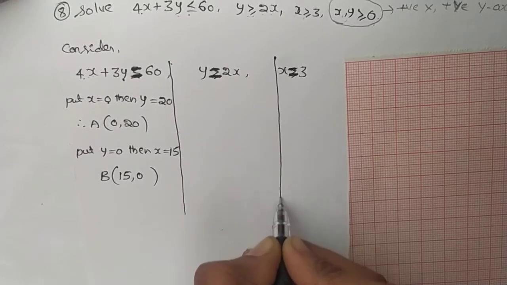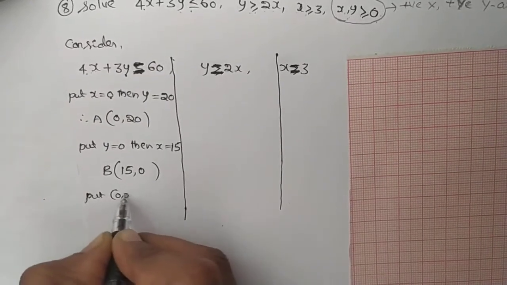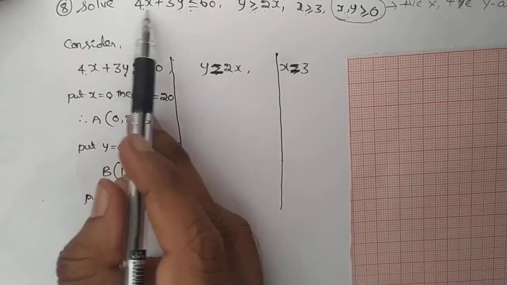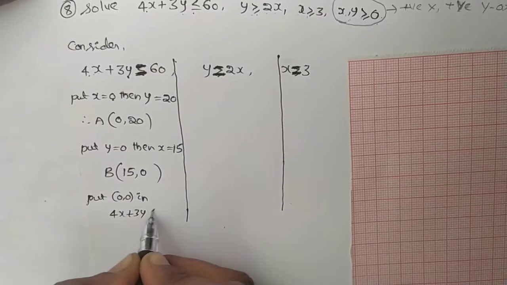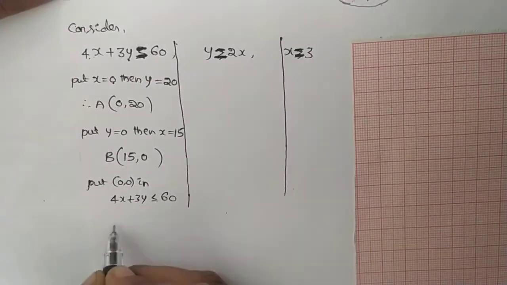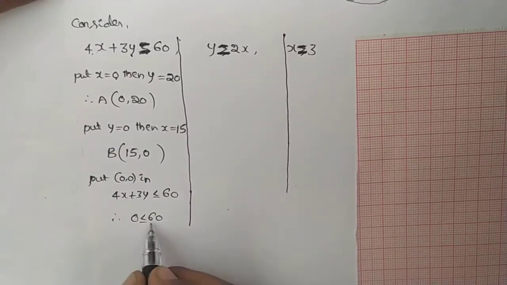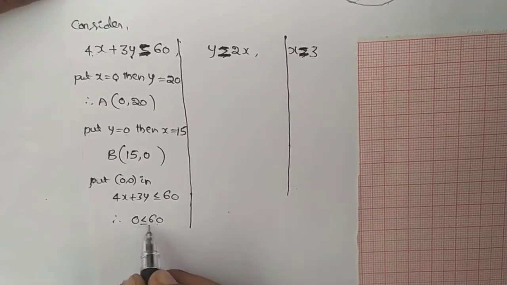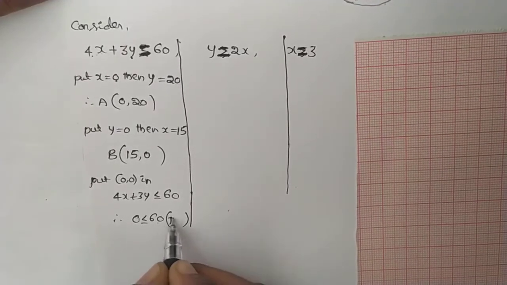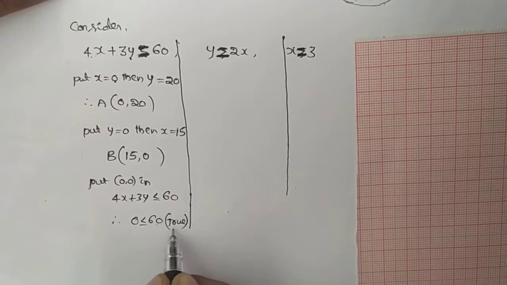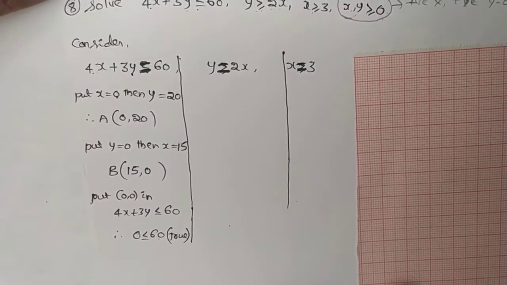Next step is what? We have to put 0 comma 0 in the given inequality. Put 0 comma 0 in the given inequality. 4x plus 3y is less than or equal to 60. Therefore 0 is less than or equal to 60. This says that 60 is more than 0. Is this true? Yes, it is true, right? It is the first inequality.